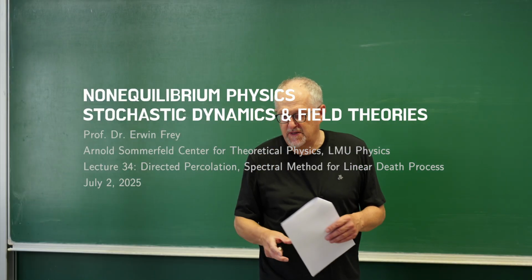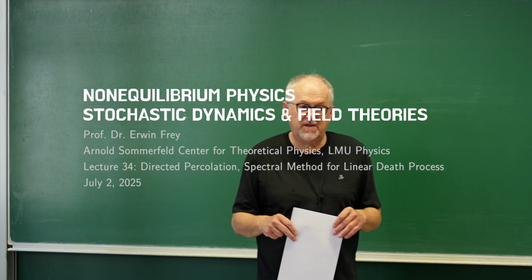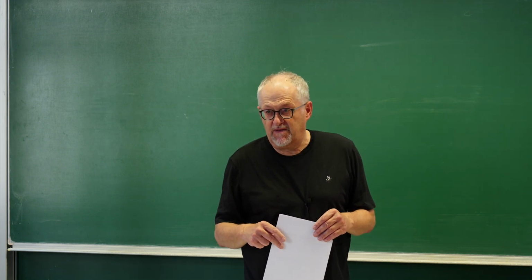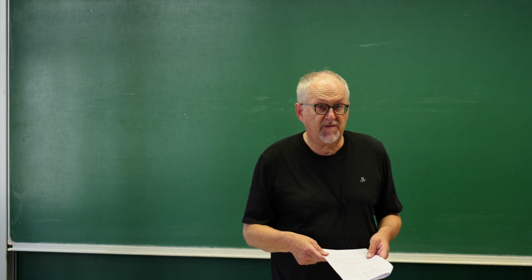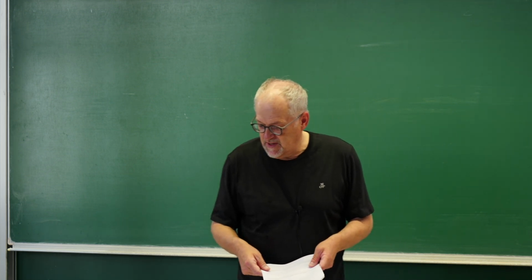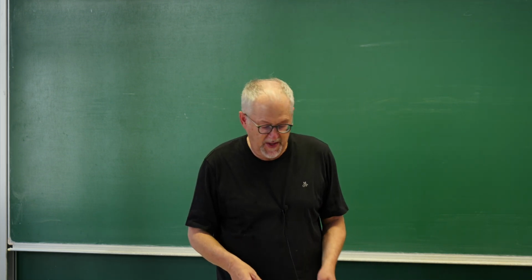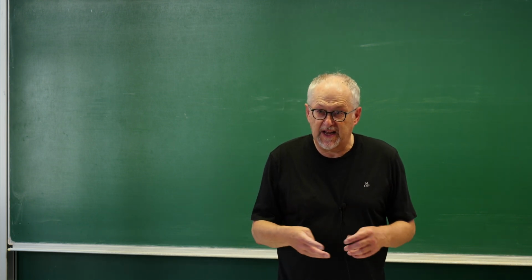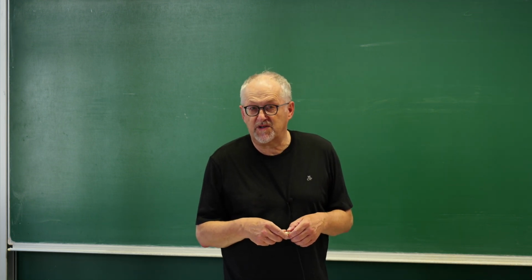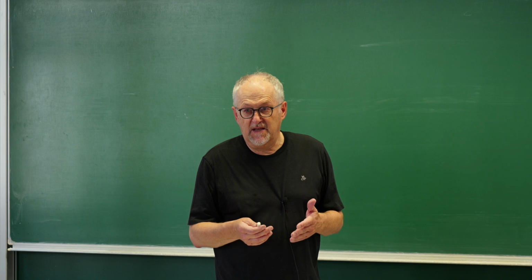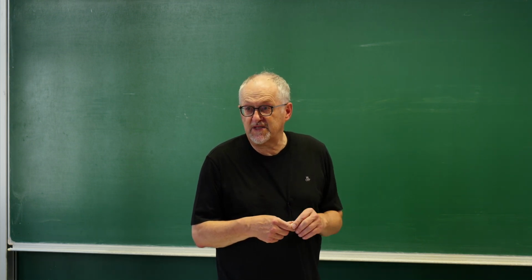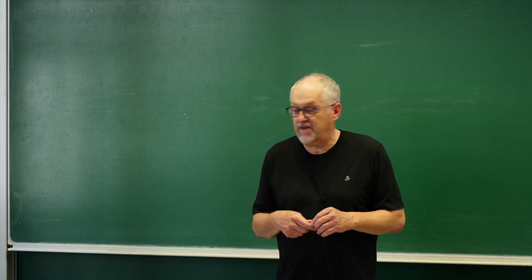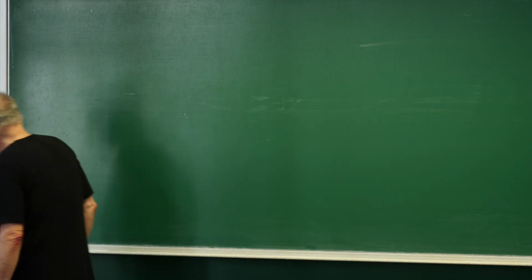I would like to go to a new chapter. This new chapter is non-equilibrium phase transitions. And one classic of these non-equilibrium phase transitions is what's called directed percolation. It's a universality class in very much the same sense as the Ising model is a classic for equilibrium transitions. This is the universality class for non-equilibrium phase transitions.